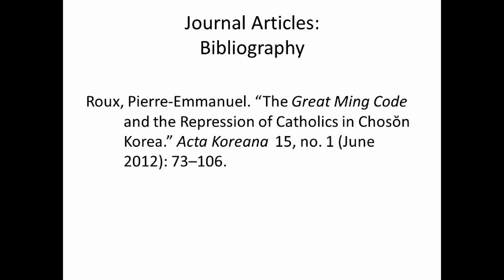And so in the bibliography, there you have it: Rowe, comma, period, Pierre Emmanuel, period. The title in quotation marks with a period instead of a comma at the end. Acta Coriana 15, comma, number, dot, period 1. Then in parentheses, June 2012, colon, then 73 to 106 with an N dash. Remember, that's the page numbers for the complete page range of the journal article.